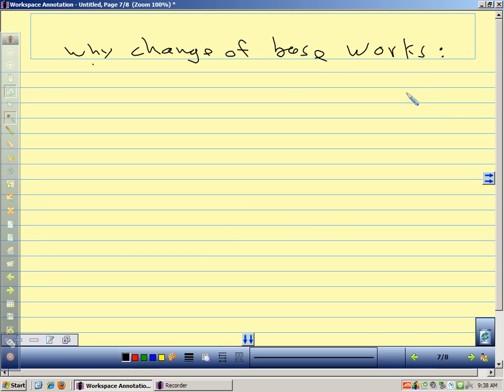Why change of base works. We said one of our properties of logarithms was log base a of u to the v equals v log base a of u. That was one of our properties of logarithms. So let's say y equals log base a of u.